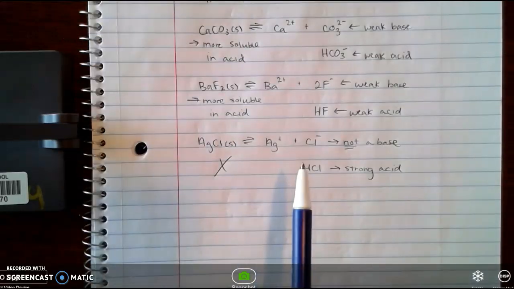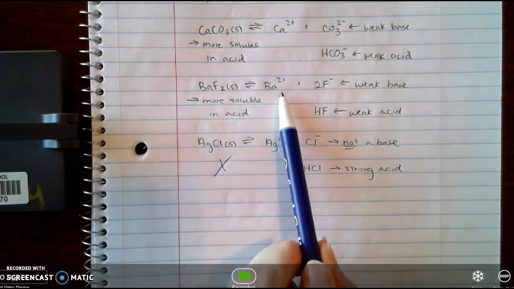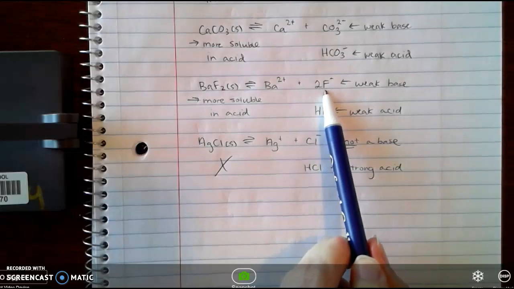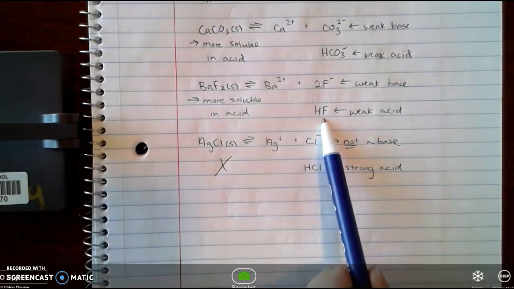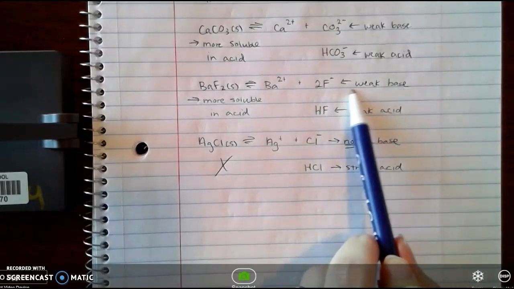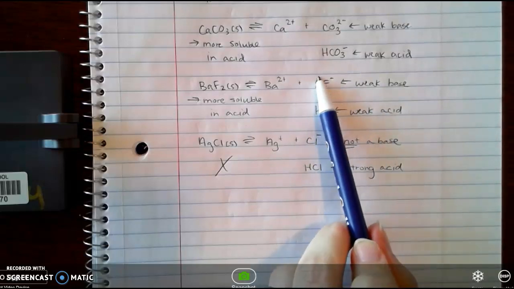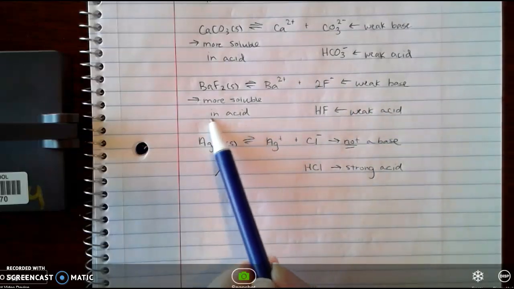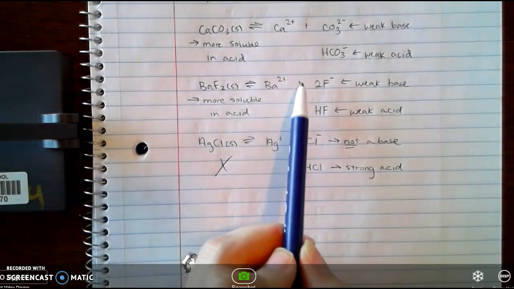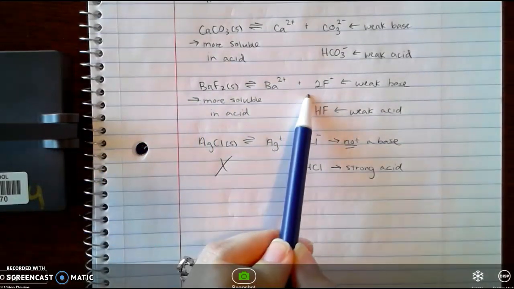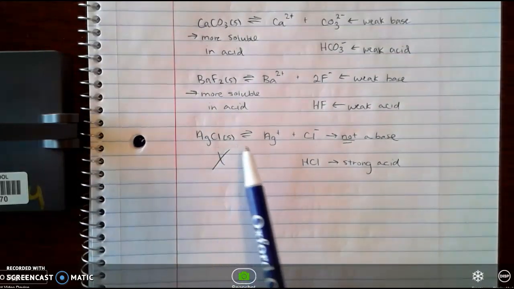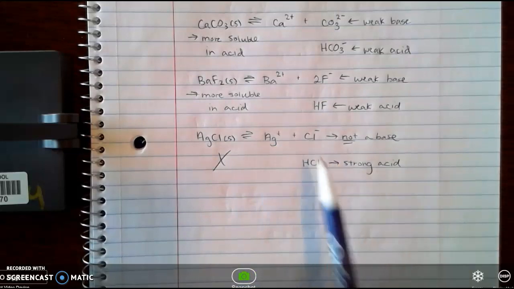All right, so taking a look at barium fluoride, we're going to dissociate into barium ions and 2 fluoride ions. Let's check out the conjugate acid of fluoride. That's going to be HF, hydrofluoric acid. We want to remember that that's a weak acid, which means our conjugate base is going to be a weak base. All right, if we've got a weak base in our solution, then barium fluoride will be more soluble in acid. So adding acid, again, we're going to shift our equilibrium. We're going to remove fluoride, which is going to shift our equilibrium and cause more of the barium fluoride to dissolve.